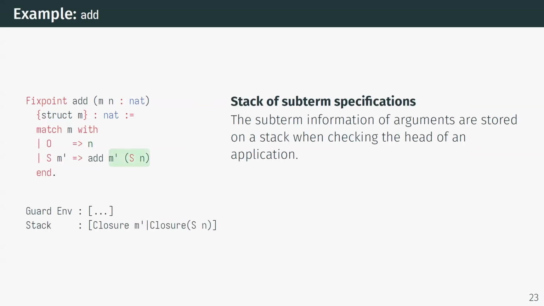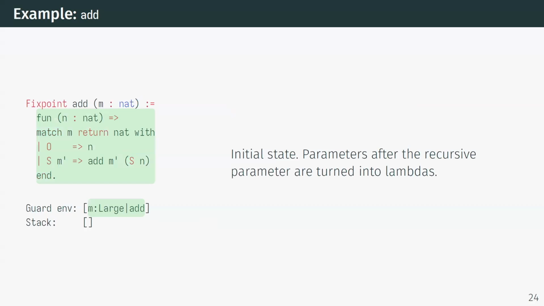There is a stack of subterm specifications, which, when you're checking an application term, all the arguments of your application, function application, have their subterm specification stored on a stack. So that's it. For example, here you have M and Sn. Okay, let's go. So initially, you have the add, you define it like this.